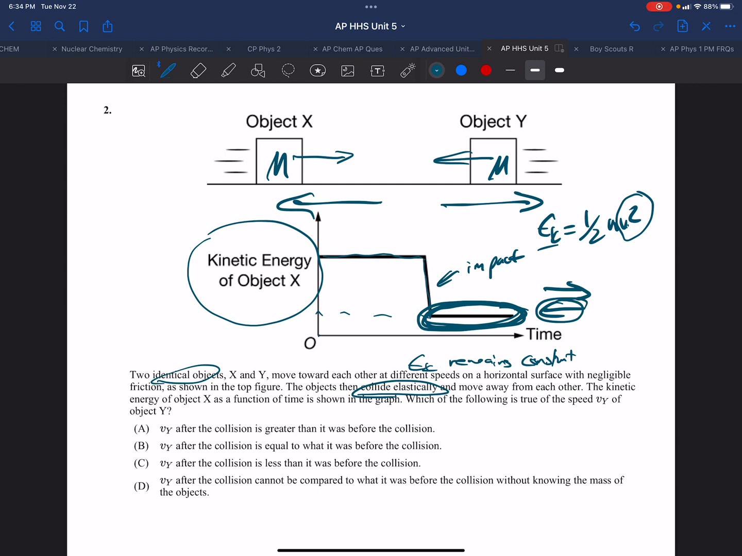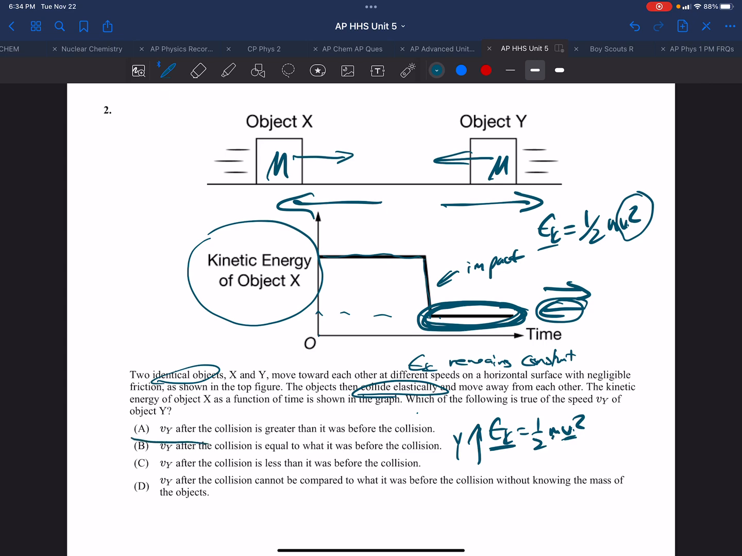Which of the following is true of the speed Vy of object Y? So if it's elastic, then that means the kinetic energy remains the same. The total kinetic energy. So if they have the same mass, then the kinetic energy is due to the velocity. And so if X decreased kinetic energy, Y must increase its kinetic energy. And since they have the same mass, it requires that the velocity must be higher.